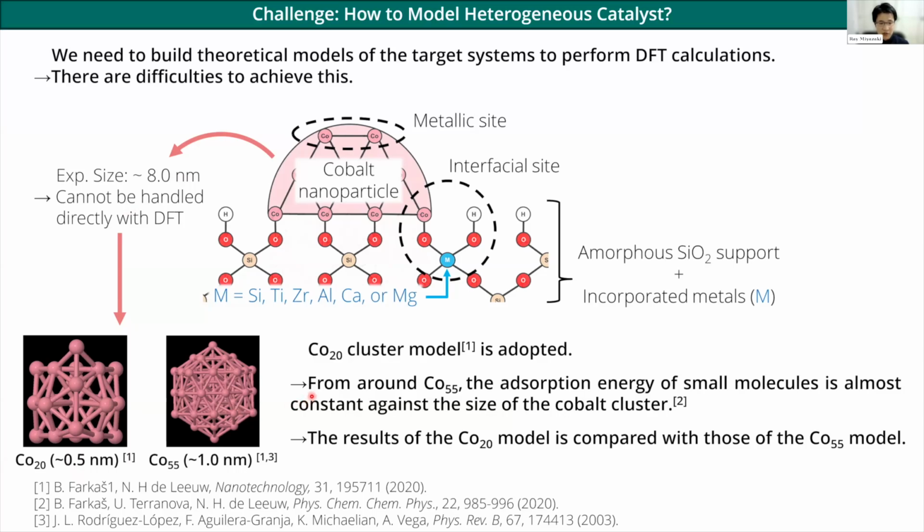Based on that study, from around the cobalt 55 size, the adsorption energy of the small molecules is almost constant against the size of the cobalt cluster. That means this cobalt 55 is a lower limit for simulating the cobalt nanoparticle with small molecules. Then the result with the cobalt 20 model can be compared with those of the cobalt 55. If the results are qualitatively or quantitatively similar or the same, that means the cobalt 20 cluster model is one of the reliable models for the simulation.